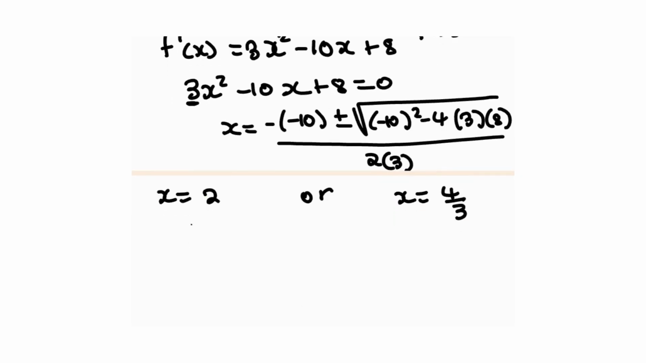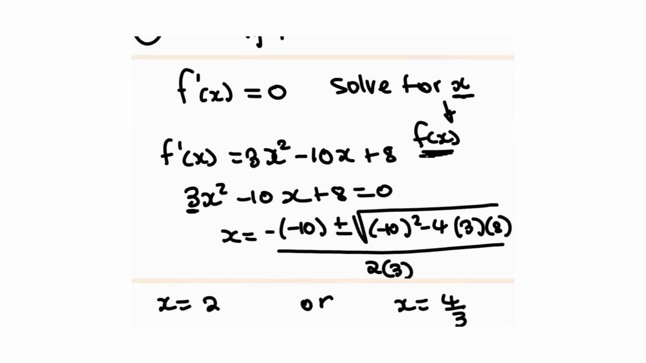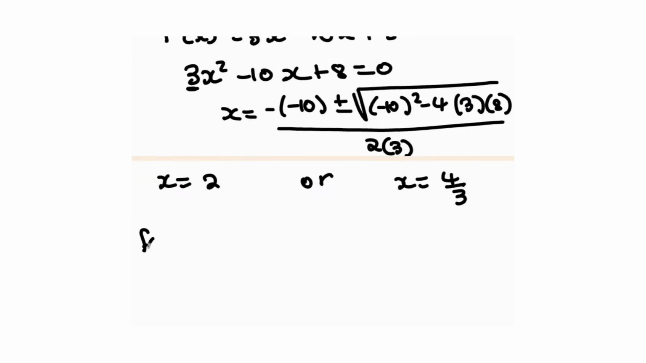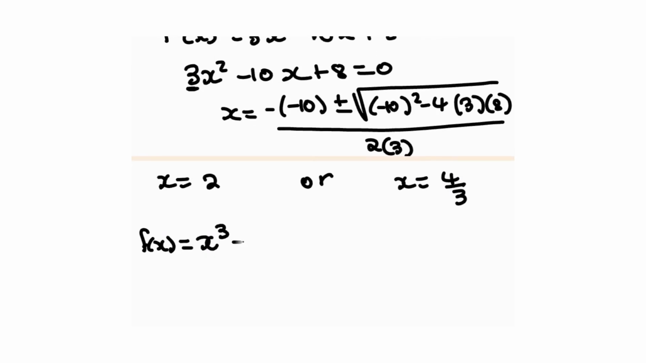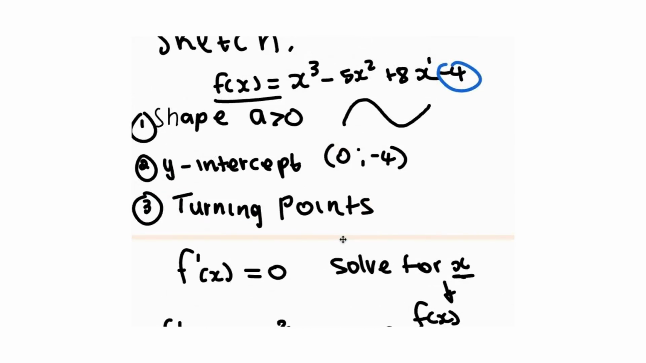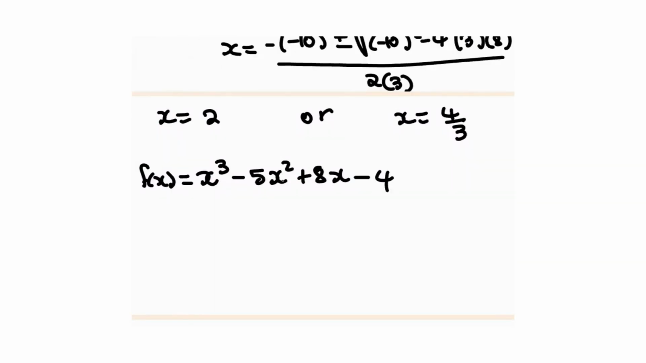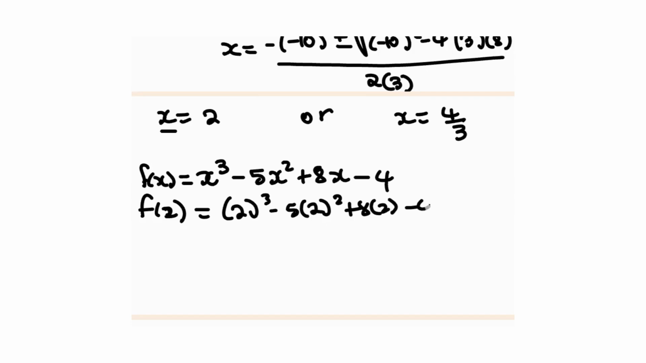And then remember, we had said you are taking the x value and substituting it on the original equation, meaning to find f(2). f(x) is x to the power of 3 minus 5x squared plus 8x, and then the constant was -4. So it's x cubed minus 5x squared plus 8x minus 4. So to find the y value there, I will say f(2) is 2 cubed minus 5 times 2 squared plus 8 times 2 minus 4. And plugging that into my calculator, it gives me 0.